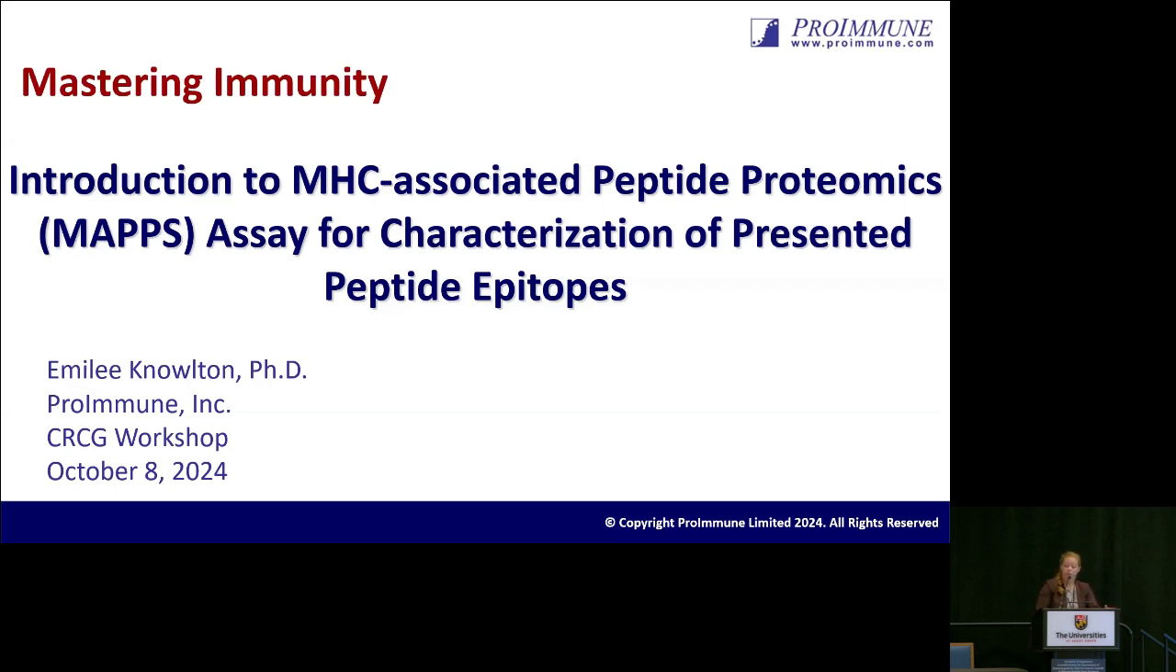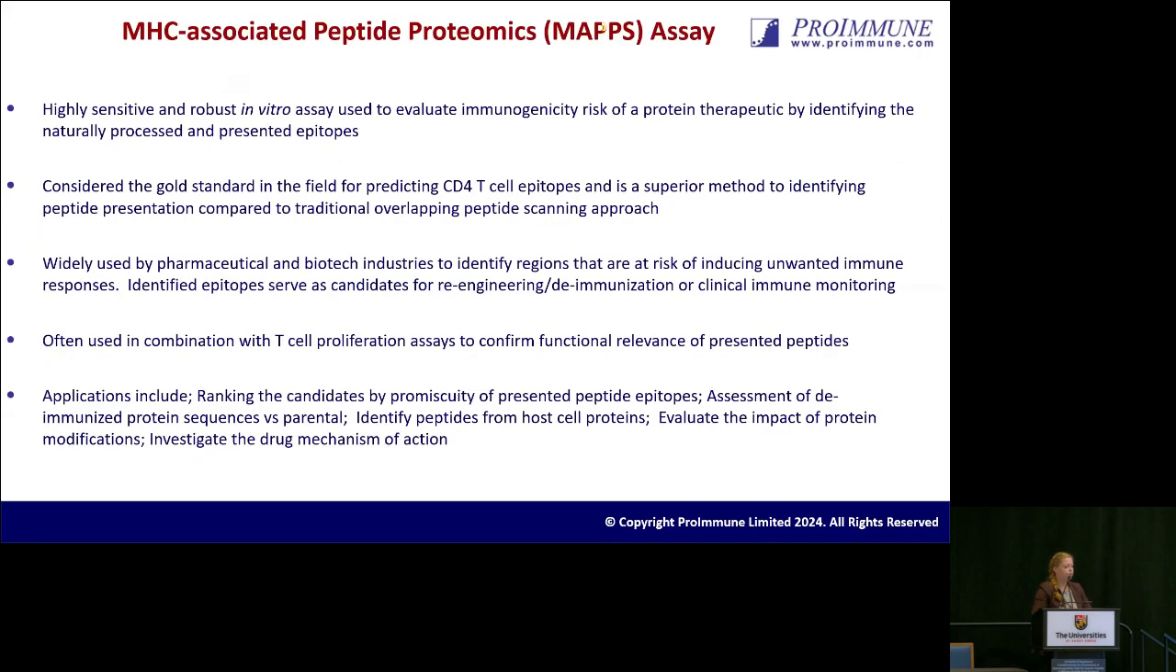So today I'm going to be introducing the assay as a potential option for understanding immunogenicity risk of generic peptides. I'll be going over the methods as well as various applications, and also providing some case studies from the ProImmune version of the MAPS assay, which is called ProPresent. And I'll also touch upon some considerations for experimental design and implementing MAPS into those assessments.